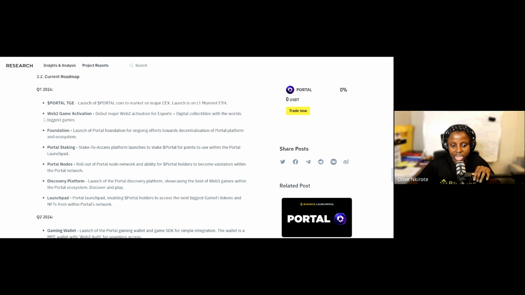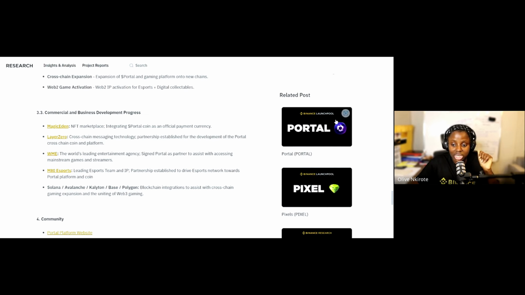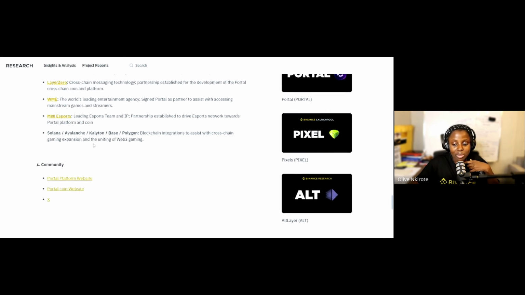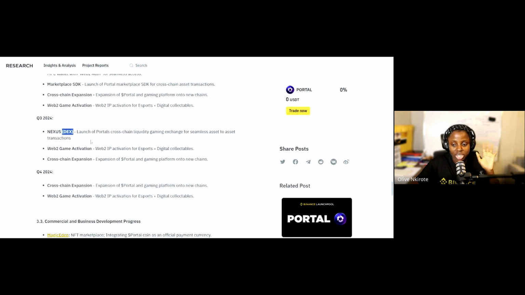This is what I was finding very interesting. They want to do Web2 game activation. So basically, they want to give debut to major Web2 activation for esports and digital collectibles with the world's biggest games. I just need to see because this sounds very big. I want to see it for myself because this is Q1 of 2024. I'm too curious to see how it performs. It's the type of coin that I will just be watching because I'm too curious. Anu has said some of the concepts she's understood is the staking and the conditions for the launch pools.